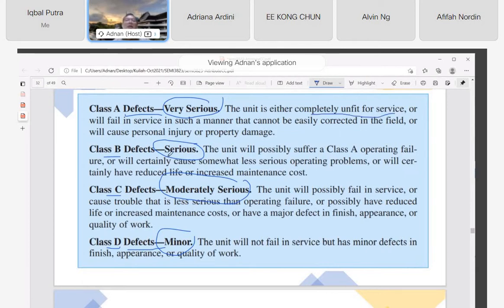Okay, itu very serious. Kalau serious, it will be possible to suffer class A operating failure or will certainly cause somewhat less serious operating problem. Boleh pakai tapi tidak berapa sempurna lah. Moderately serious, okay, it will be possible to fail in service, but less serious than operating failure. Minor is not failing, just could be failure appearance.